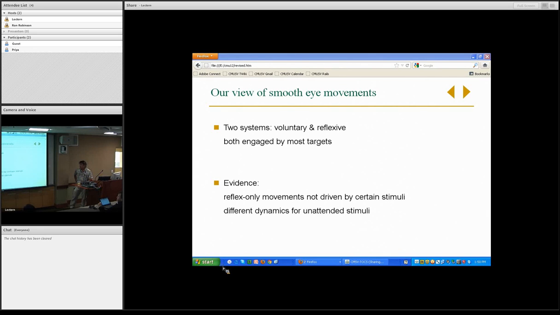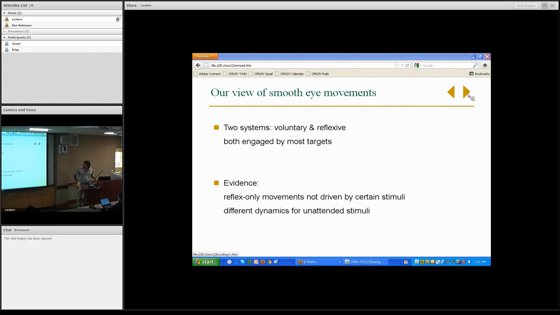And so what we're going to see is that there's a couple of sources of evidence for this, and one of the important ones is that there are reflex-only movements, most importantly vertical vergence, that you cannot do voluntarily, and that there are certain types of stimuli which aren't capable of evoking those movements. And similarly, we have an experiment with multiple targets where you have to select one with attention, and we see reflexive responses to the unattended stimuli, and they have different temporal dynamics.